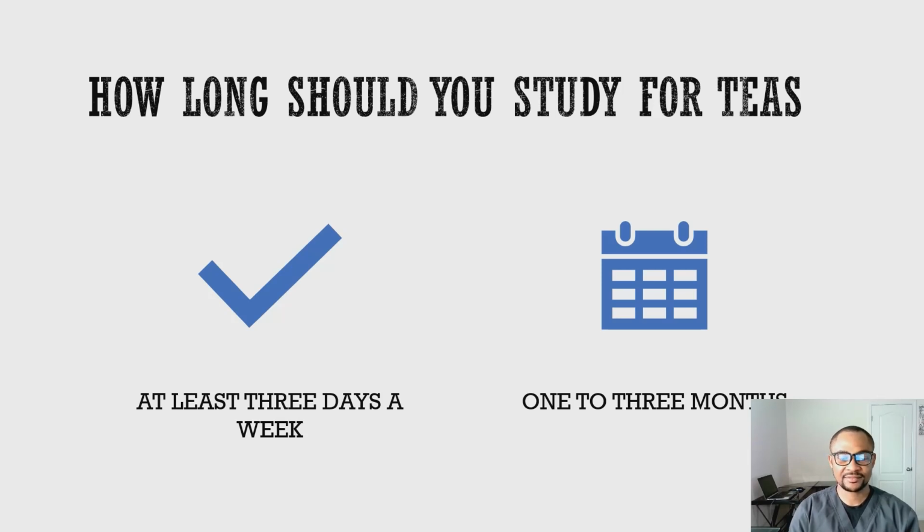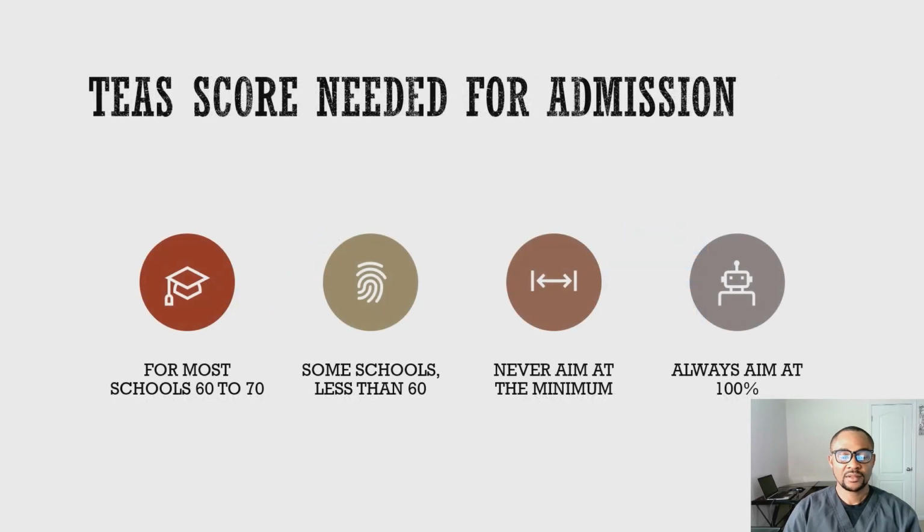Just take all your prerequisites. You will stand in a better position. You have a lot of advantage, and you will be more comfortable taking the TEAS test. So for the TEAS scores that you need for admission, most schools keep their minimum score between 60 to 70%, but some schools may have a requirement lower than 60%.